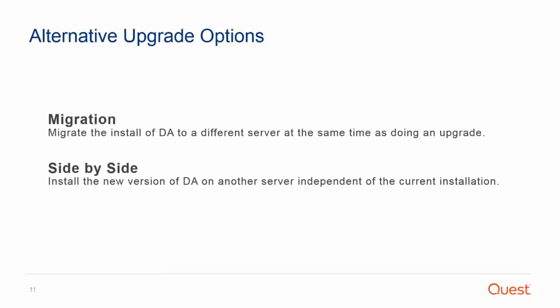When planning your upgrade, it's important to note there are some additional options other than doing an in-place upgrade on your current Desktop Authority server. You have the option to do a migration to a different server. You also have the option to install the new version of DA on another server independent of the current installation.